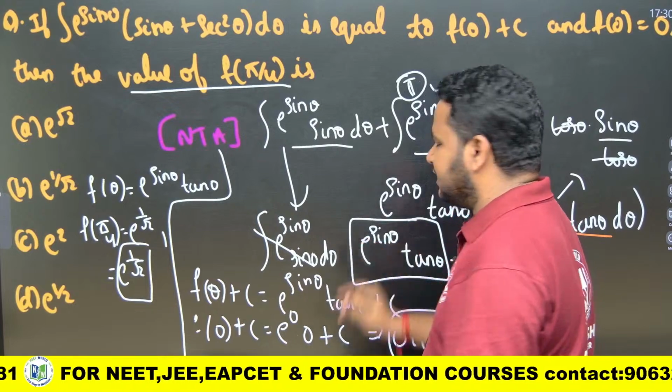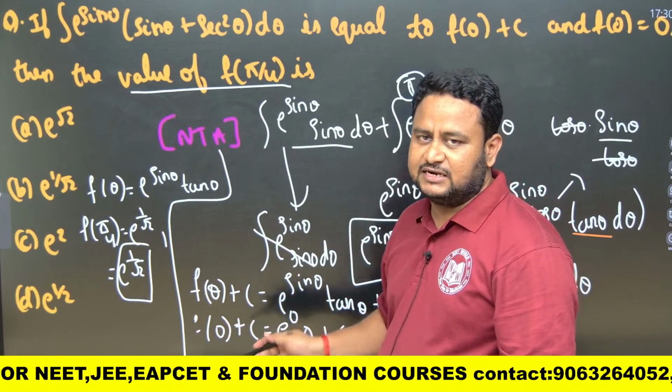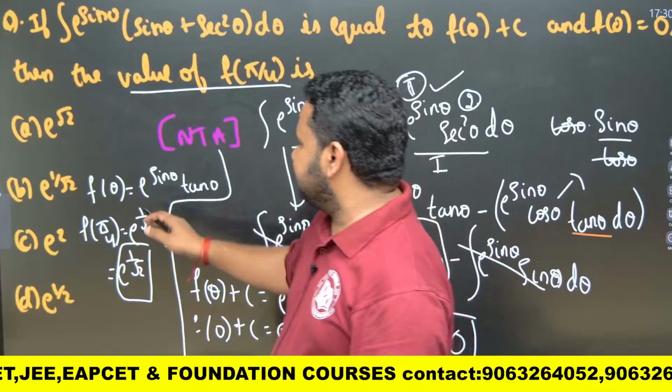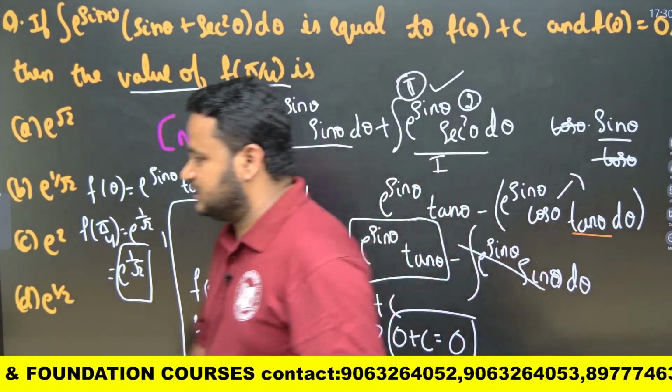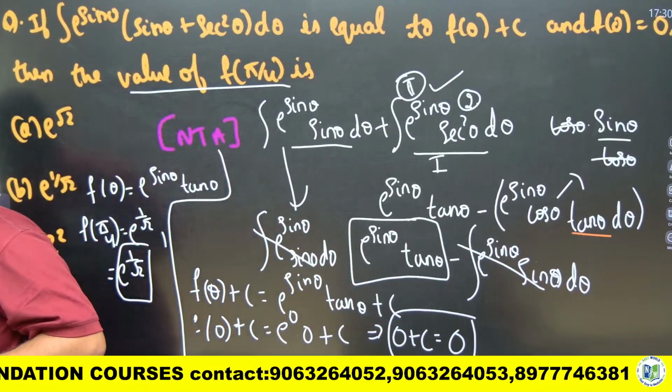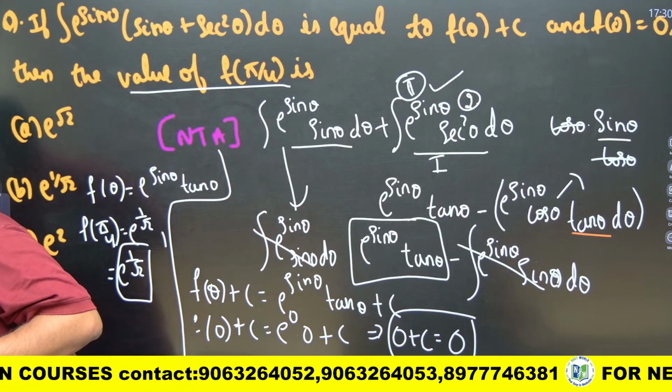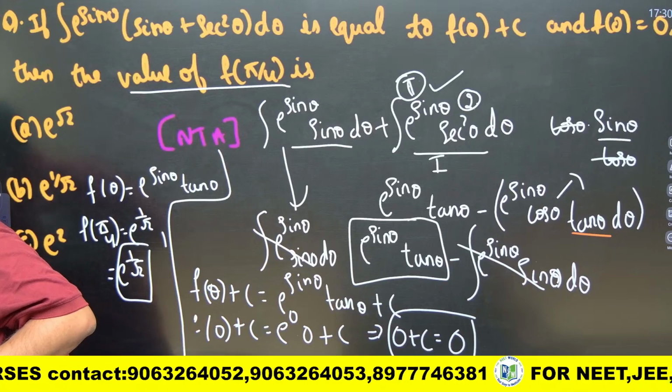f of theta I will get, f of 0 is equal to 0. If I get that, I will get c is equal to 0. Then if I put f of pi by 4, I will get e power 1 by root 2. This is how you solve this question, friends. Clear?